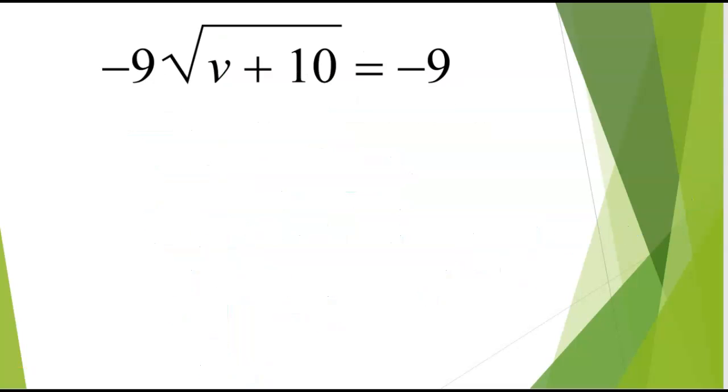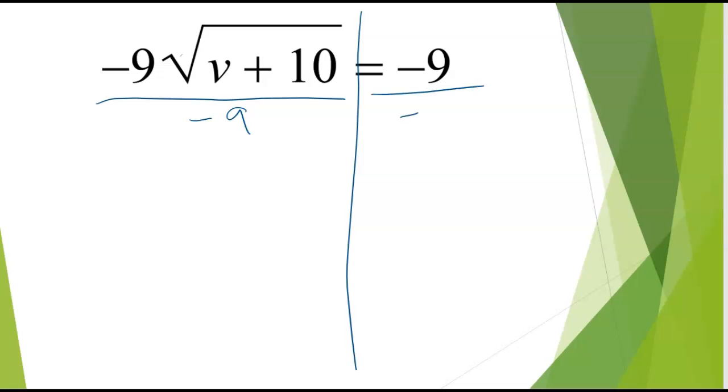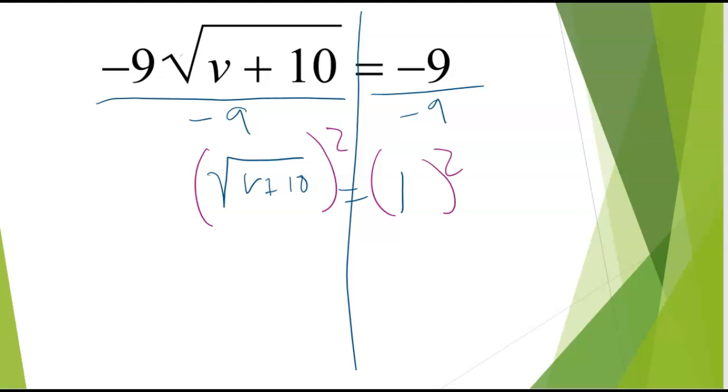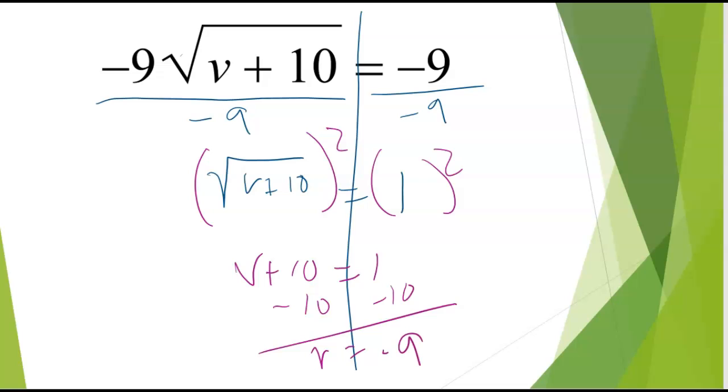Okay, 2 more of these. These are all relatively simple, aren't they? All right. We have negative 9 times the square root of v plus 10. So we're going to divide by negative 9, right? Undo that thing first, and then we'll get to the radicand. So now we got v plus 10 as a radicand equals negative 9 divided by negative 9, which is 1. Now what undoes a square root? A square! Yeah! So v plus 10 equals 1 squared, which is 1. Minus 10 minus 10. V is negative 9.